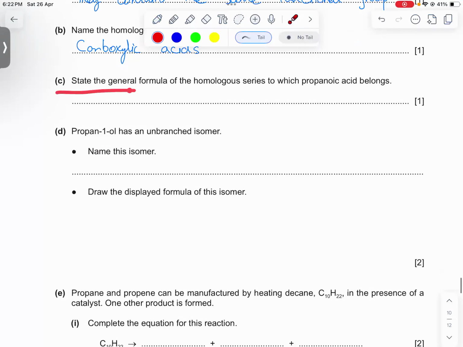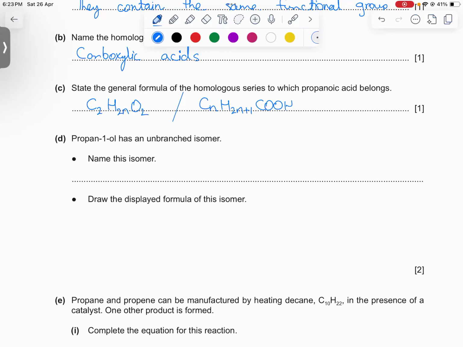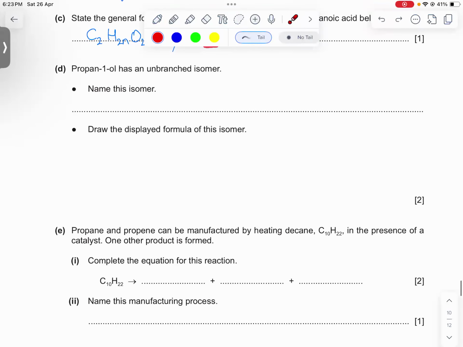Next, state the general formula of the homologous series to which propanoic acid belongs. The general formula, there are two. Write the more obvious one, CnH2nO2. Otherwise, you could also write the other formula, which is CnH2n+1COOH. But when applying it, you just have to consider that n is 1 less than the total number of carbons.